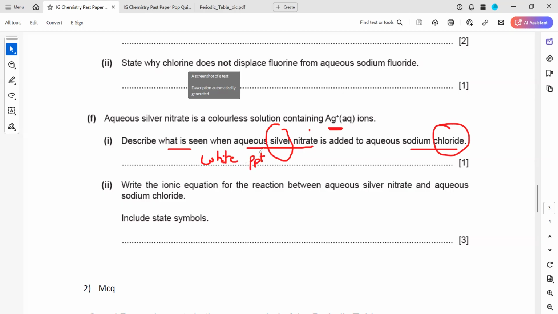Why do we call it a precipitate? Precipitate is a term used when two solutions are mixed together and they form a solid. We always call that PPT or precipitate.